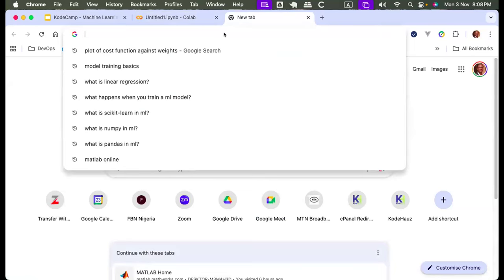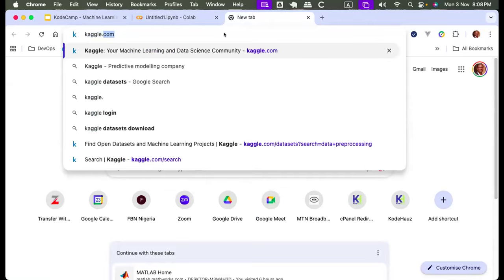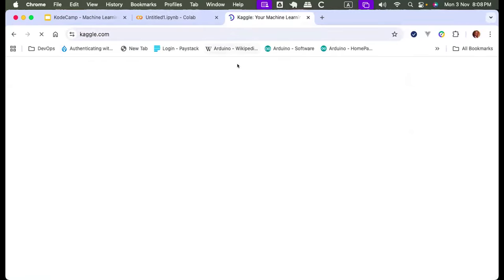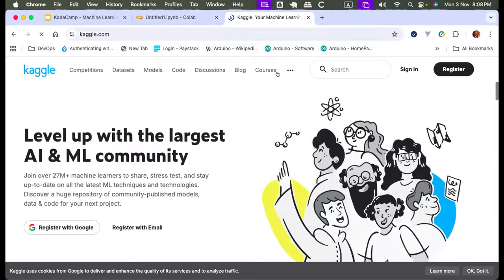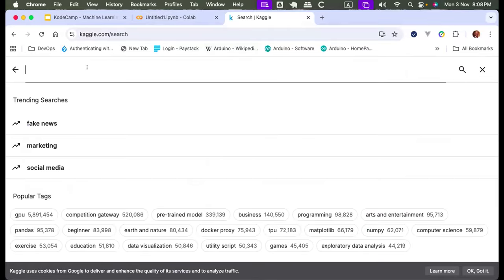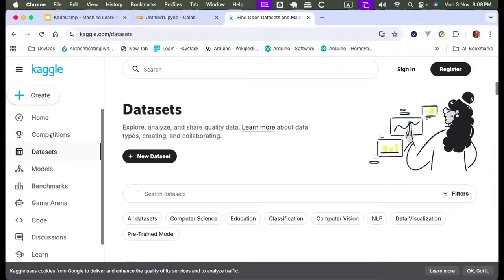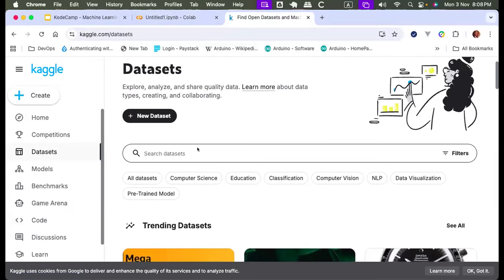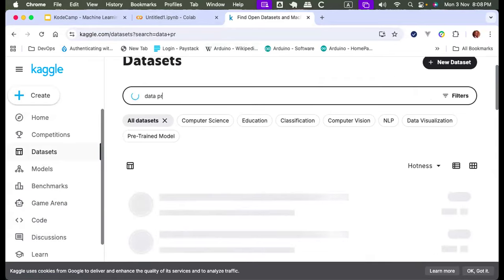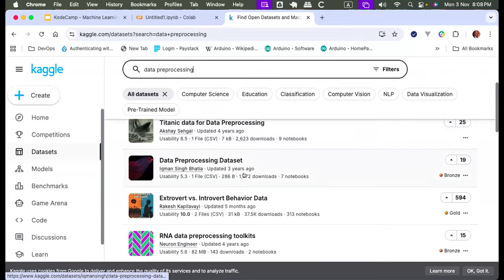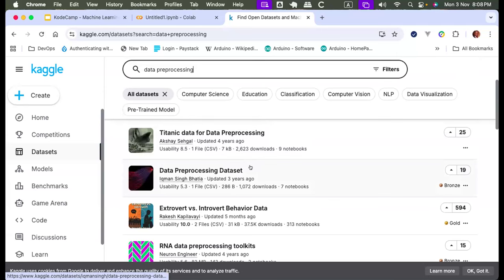Let's go to Kaggle, kaggle.com. So you go to kaggle.com. In kaggle.com, you can search for datasets. Or first of all, just go to the datasets, right? You see a whole lot of different datasets. You can create your own, right? Now here in datasets, I'm going to search for data pre-processing.